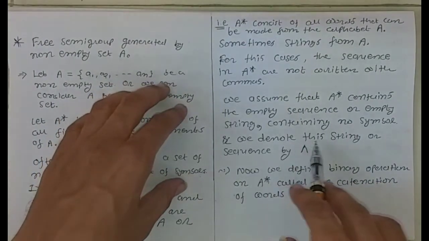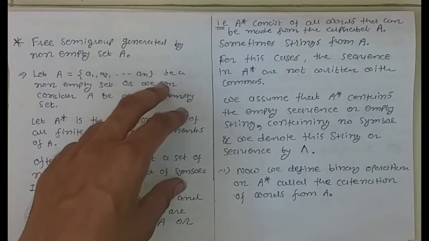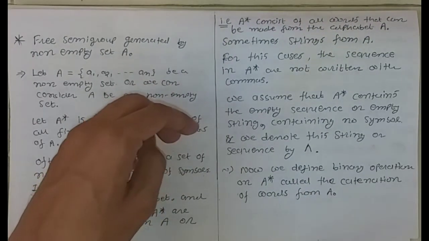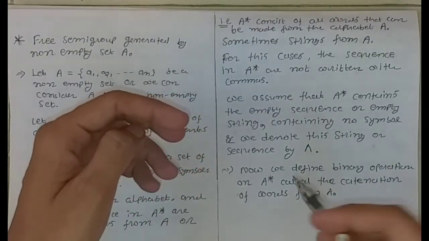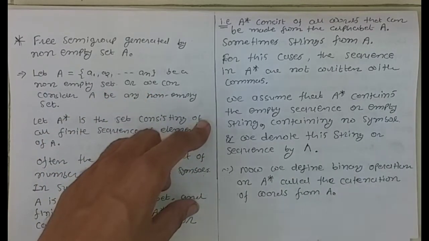We denote this string or sequence by a capital lambda. Okay, this is denoted by capital lambda. Okay, now we define a binary operation on A star called the concatenation.